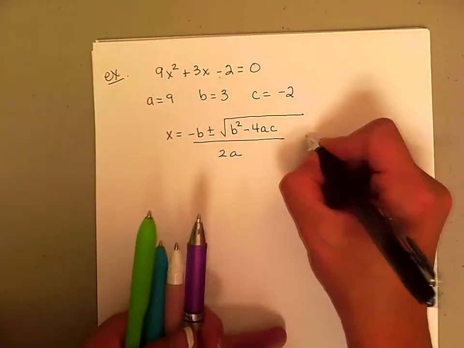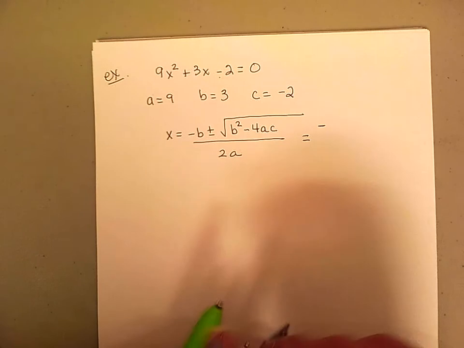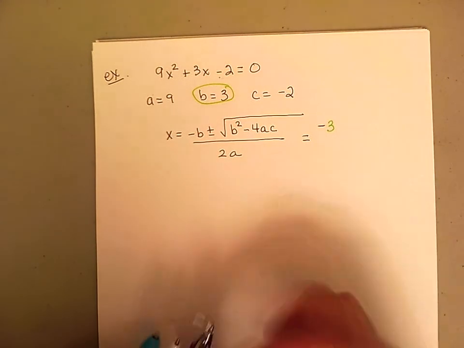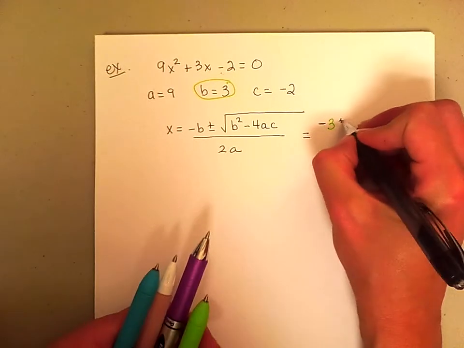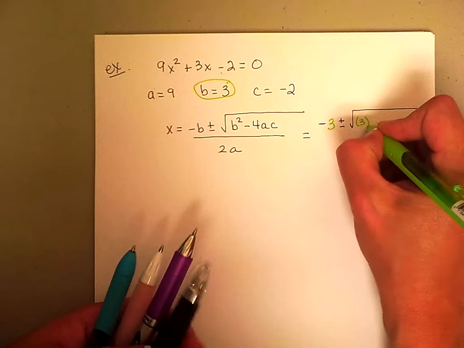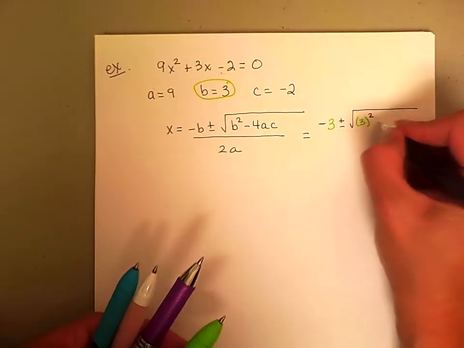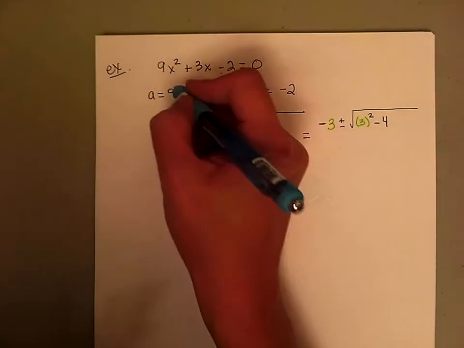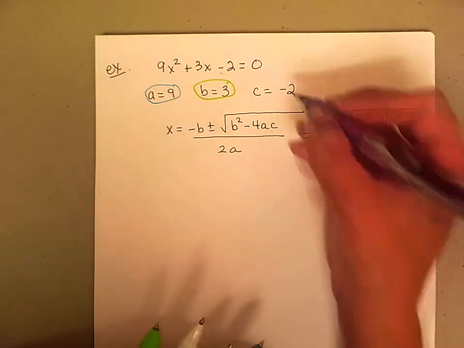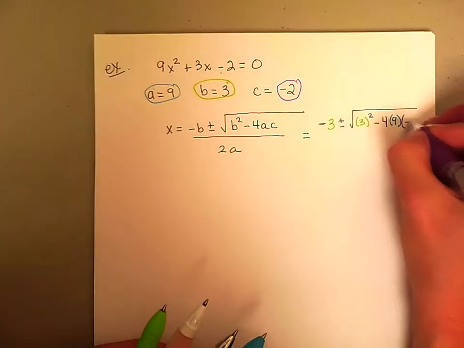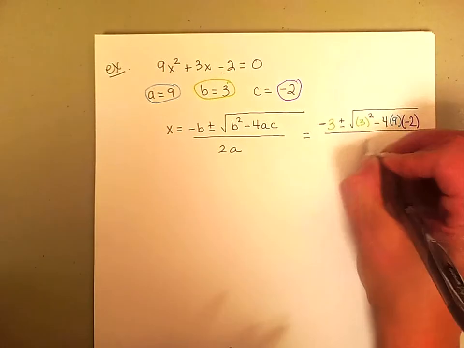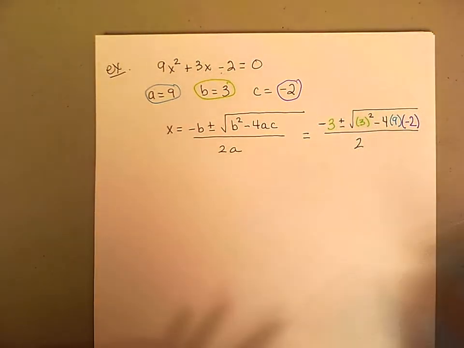And now we can start substituting. Okay. So negative, from the formula, b is 3, so negative 3 plus or minus the square root of b squared minus 4 times a, which is 9, times c, which is negative 2. And then all of that goes over 2 times a, which is 9.